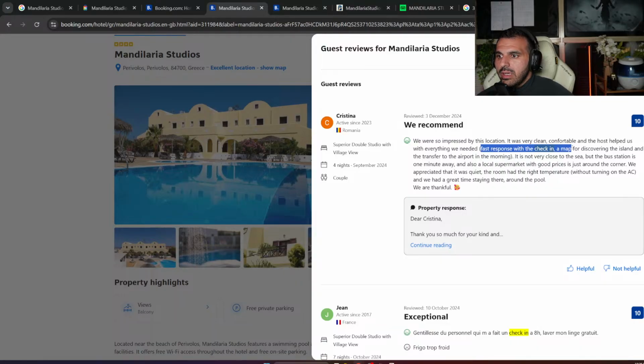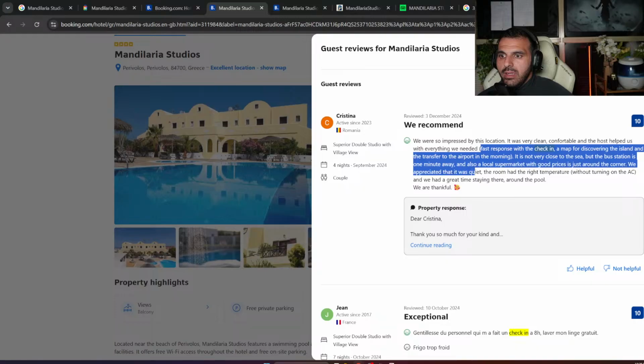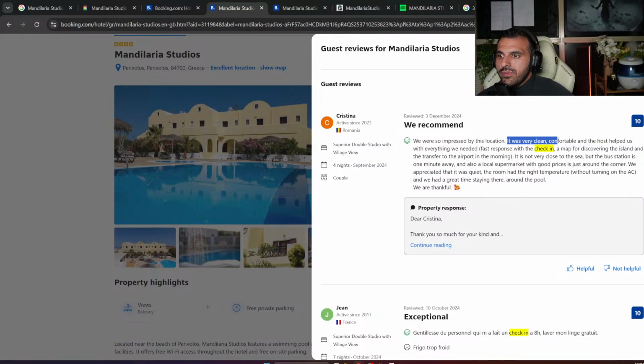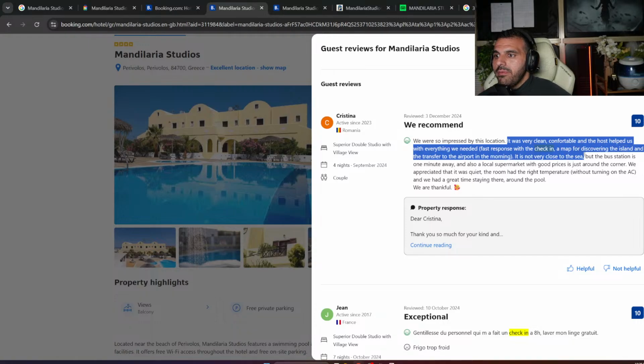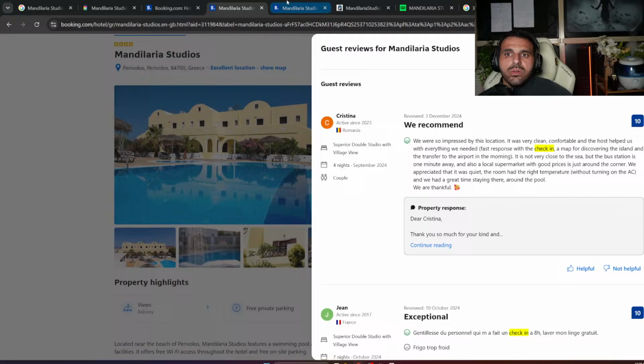Fast response with the check-in, a map for discovering the island. Okay, it was very clean, comfortable. Let's rewind a little bit. Christina from Romania rated them 10 out of 10 2 years ago. It was very clean, comfortable, and the host helped us with everything we needed. Fast response with check-in, a map for discovering the island, and the transfer to the airport in the morning. Good points.